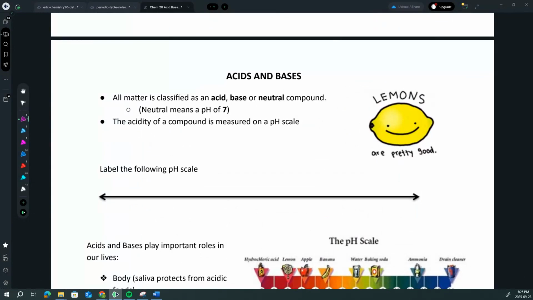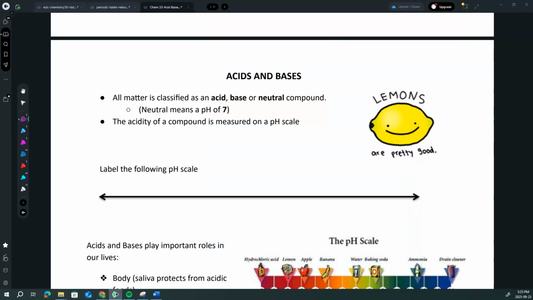To start off with acids and bases, all matter is classified as either an acid, base, or a neutral compound. So neutral just means that whatever you're talking about has a pH of 7 exactly on the pH scale. If it's 7.01 or 6.99, it's not neutral. It's close to neutral, but neutral means exactly 7 on the pH scale.